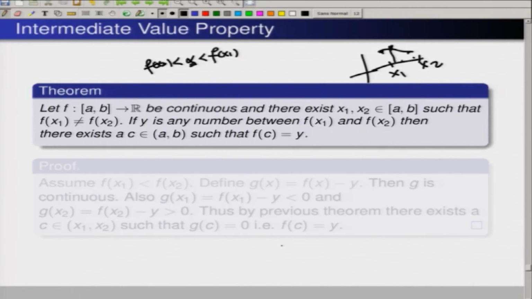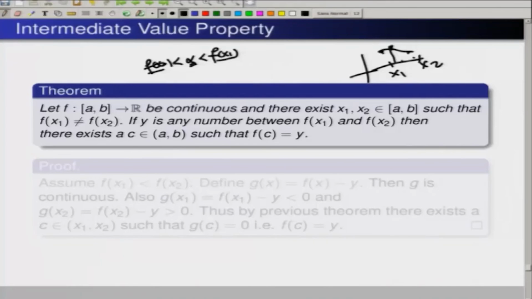That is precisely what happens in case this is positive and this is negative, then we know that there has to be a point y that will take alpha to be 0. So, now what it says is that any number you take between f of x 1 and f of x 2, then there is a pre-image, there is a c such that f of c is going to be equal to that number y.